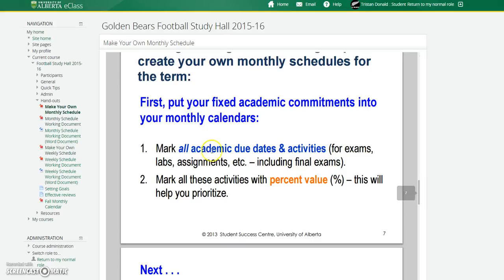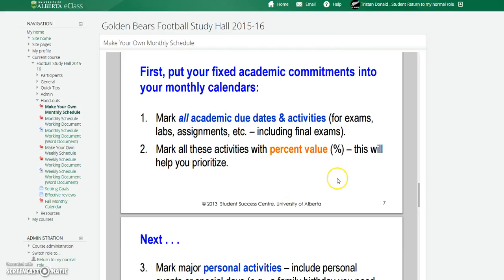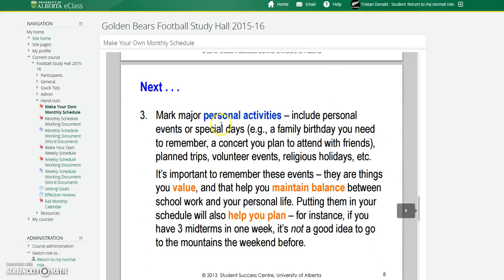Step number 1, marking all your deadlines. Straightforward. Exam deadlines, lab deadlines, assignments, final exams. We'll put all of those on. Include percentage values. This is something that's not so common. Do that. It just helps with better decision making at that time.